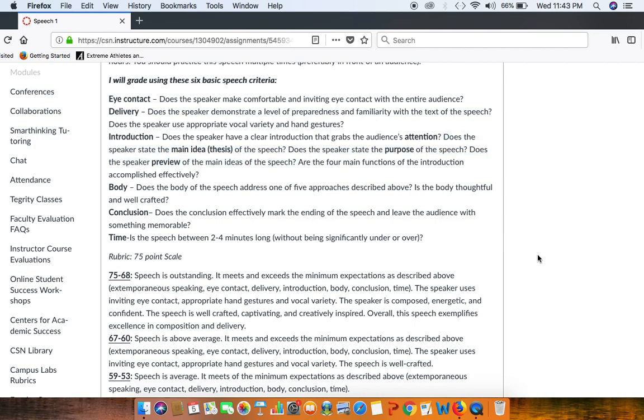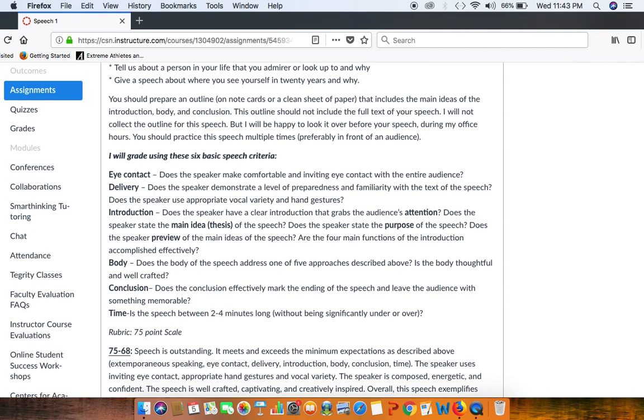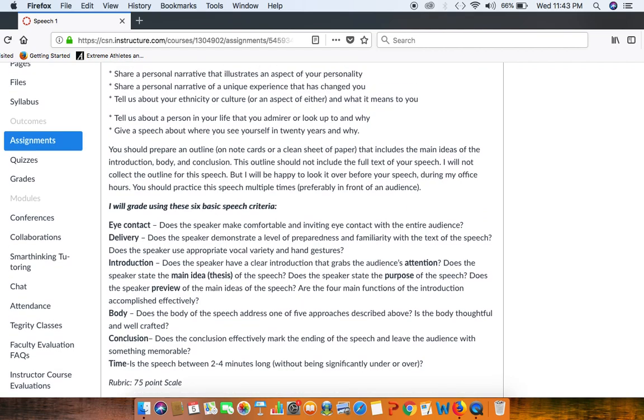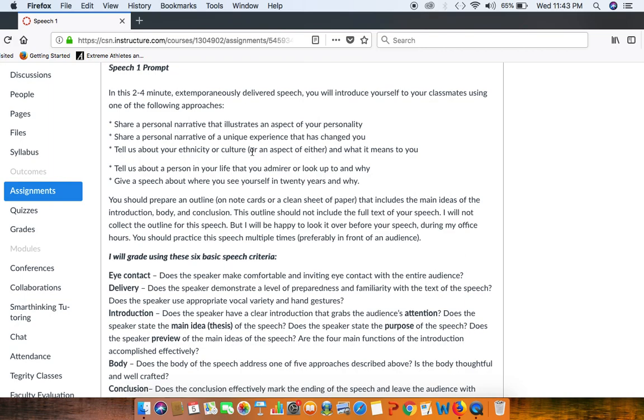Today I'm going to tell you about my grandfather and why I look up to him. Today I'm going to share with you about a trip I took to India and how it changed me. Today I am going to tell you about where I see myself in 20 years in terms of my life, my career, and my family life, something like that.